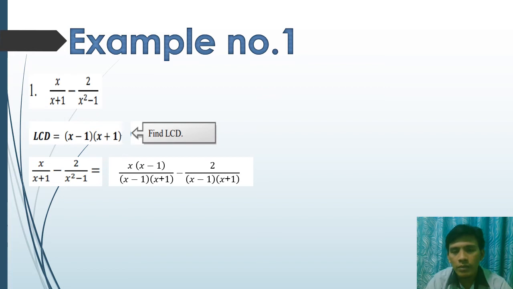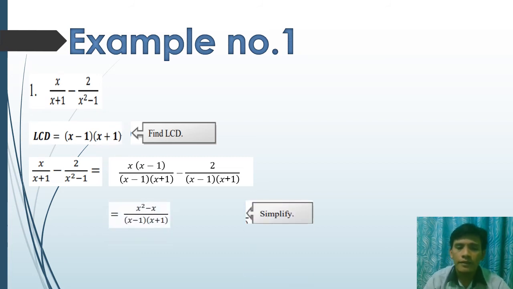x minus 1 will be multiplied to our numerator, which is x. For the second term, x squared minus 1 can be factored into the quantity x minus 1 times the quantity x plus 1. So x minus 1 quantity x plus 1 divided by x minus 1 quantity x plus 1 is equal to 1. 1 times our old numerator, which is 2, and the result is 2.